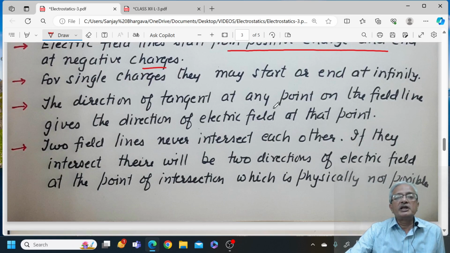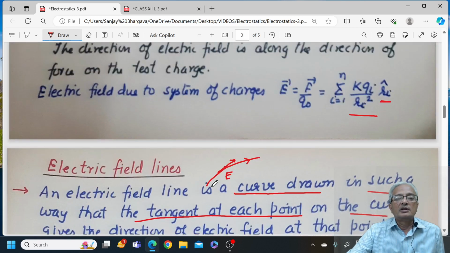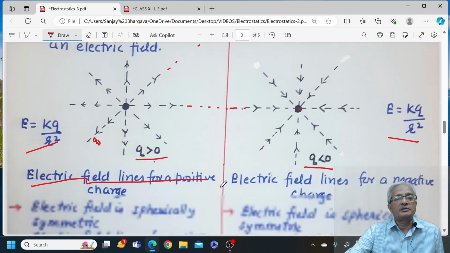The direction of the tangent at any point on the field line gives the direction of the electric field at that point, already shown to you here. This represents the field line. The direction of the tangent at this point would give me the direction of the electric field at this point.